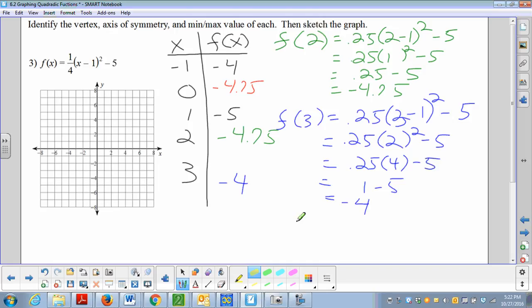Now I have all my points, and I'm going to go ahead and plot those. Now that negative 4.75, what you want to do is get close to 5 but not quite 5. You want to go 3/4 up, sorry, yep, 3/4 of the square when you get ready to plot those. As you can see, it starts to open kind of wide. So then you go ahead and graph that, and then that's your graph.